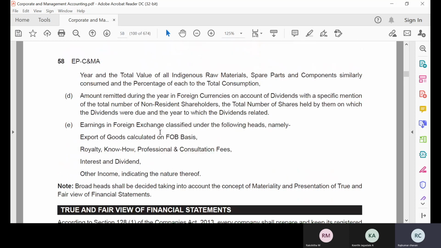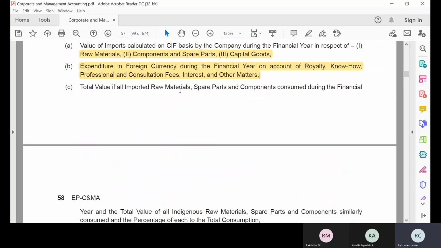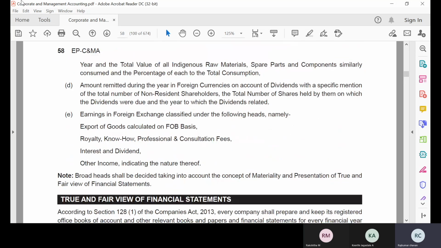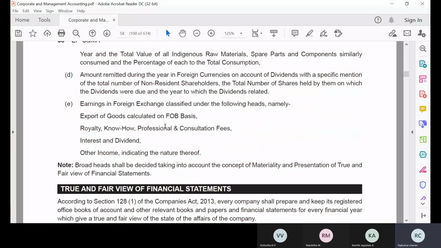Next one, total value of imported raw materials, spare parts and components consumed during the financial year, and total value of all the indigenous raw materials, spare parts and components are shown under the heading of total consumption. How much consumption, that is cost of material consumed, that also we need to show here.